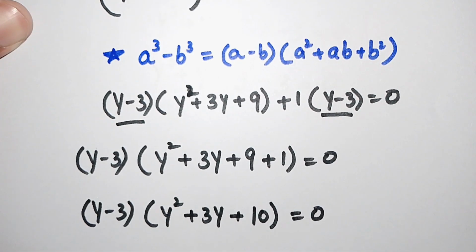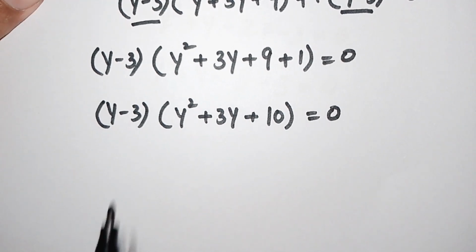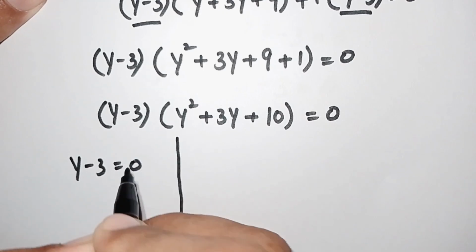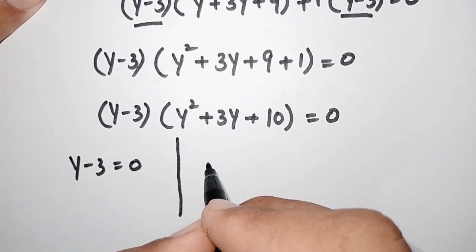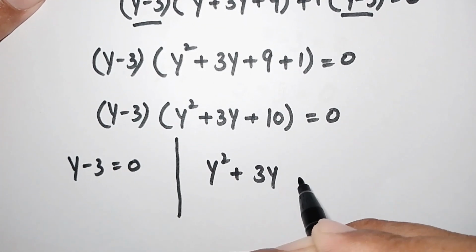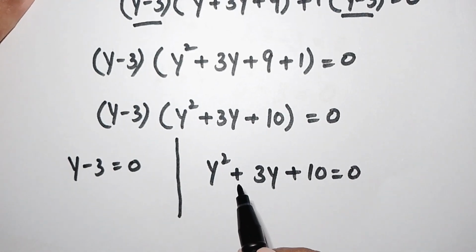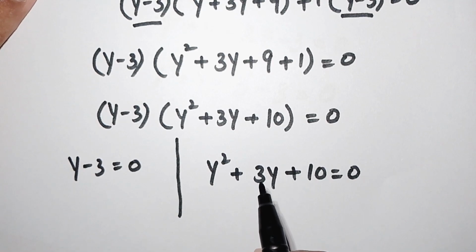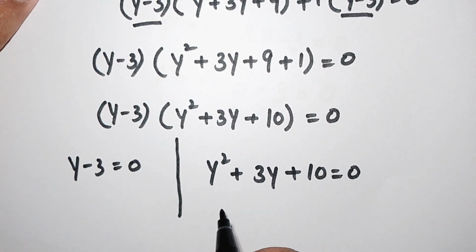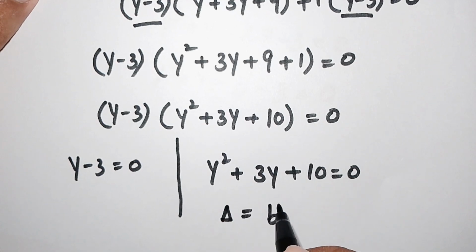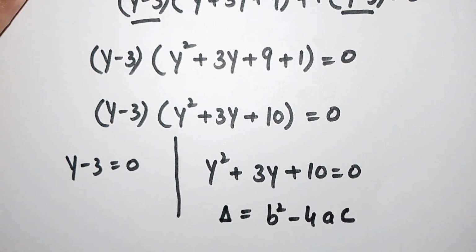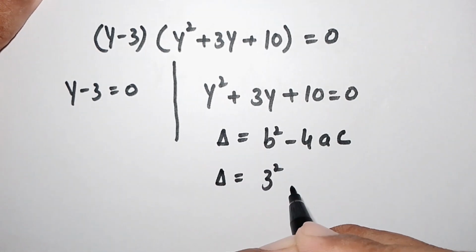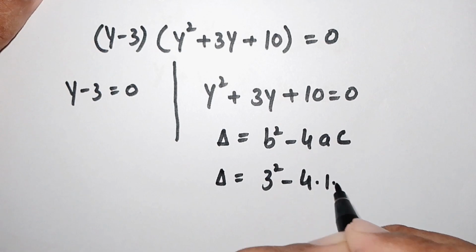Now in the next step, we obtain two cases. The case number first is y minus 3 is equal to 0, and the case number second is y square plus 3y plus 10 is equal to 0. For this we have to use the discriminant formula to find whether it gives a real solution or a complex solution. So the discriminant formula is b square minus 4ac. So here the discriminant is equal to, b is equal to 3, so 3 square minus 4 times a, which is 1, and c is 10.